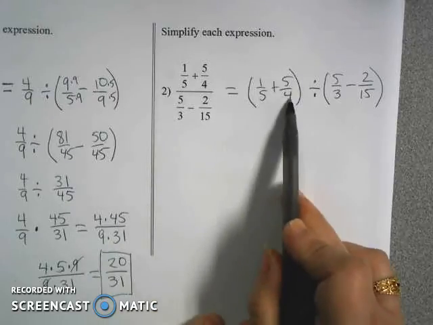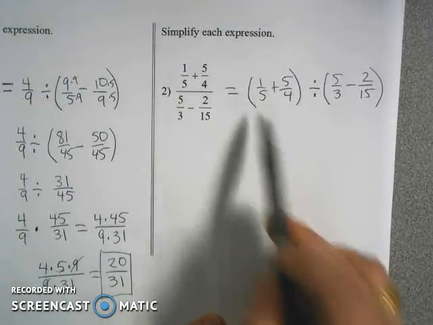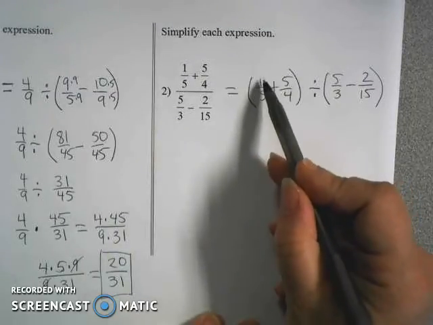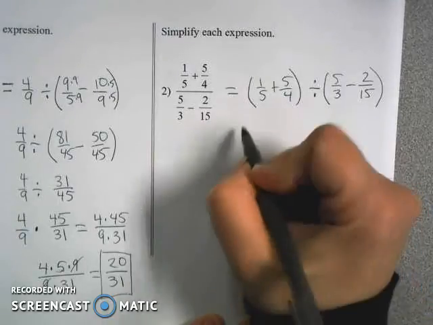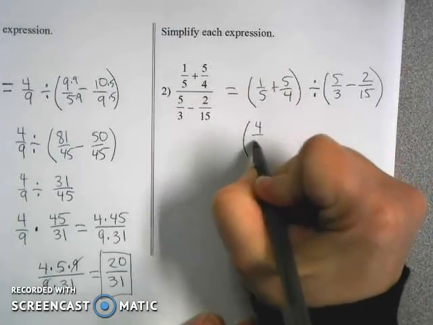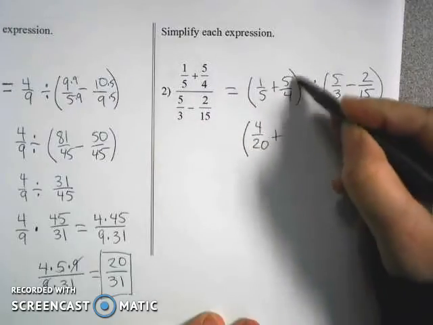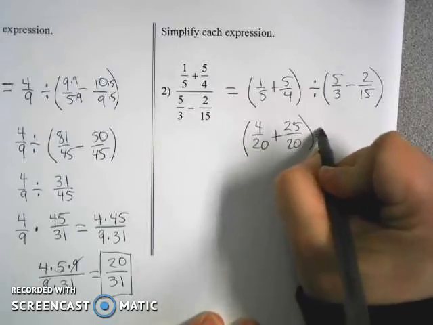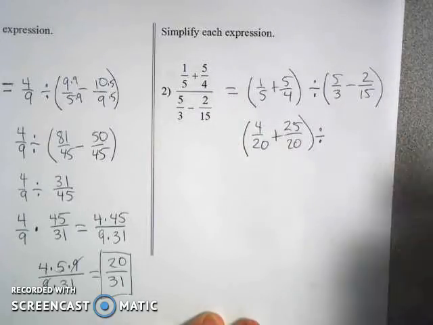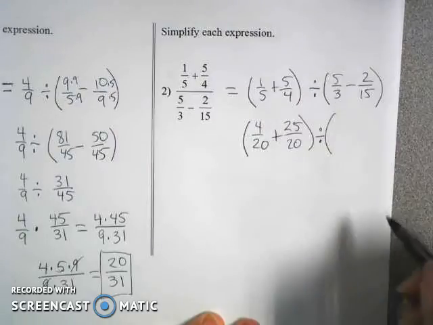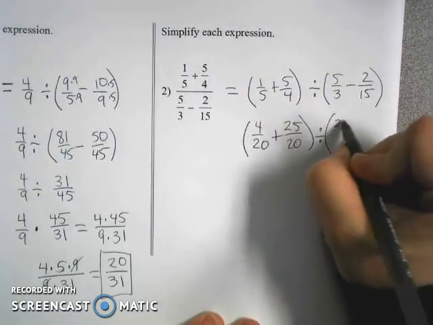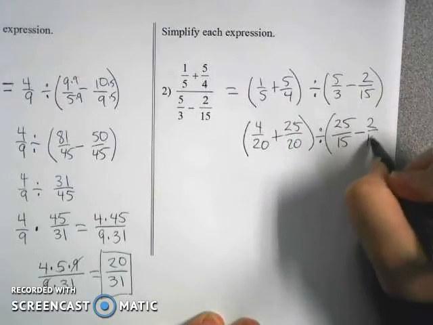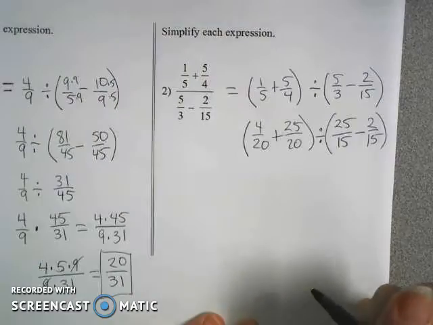All right, again, I need a common denominator. In this case, for the first rational expression there, it's going to be 20. So when I rewrite this, this is going to have to be multiplied by 4 over 4, so I'm going to get 4 over 20. And then this one's going to have to be multiplied by 5 over 5, so that's going to be 25 over 20. For the second rational expression, it looks like it's going to be 15. So the first fraction needs to be multiplied by 5 over 5, so I'm going to get 25 over 15. Minus, and again, this has already got a denominator of 15, so I don't have to multiply by anything there.